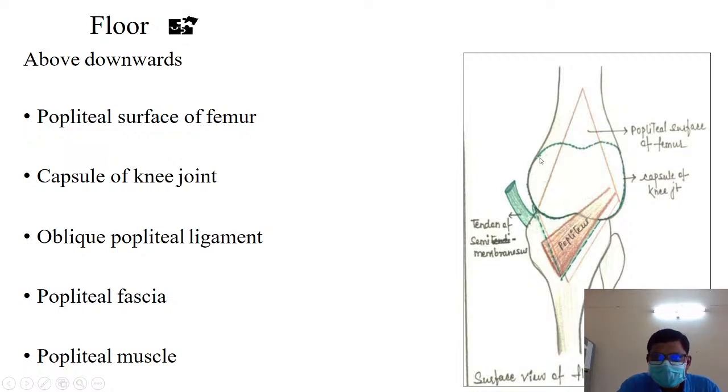And also you can see another ligament called the oblique popliteal ligament. Okay, this is the oblique popliteal ligament. Right? And now the popliteal fascia. So whatever muscle is there, the popliteus muscle, it is covered by a fascia called the popliteal fascia. And of course finally the popliteus muscle itself. So these are all the structures which form the floor of the popliteal fossa.